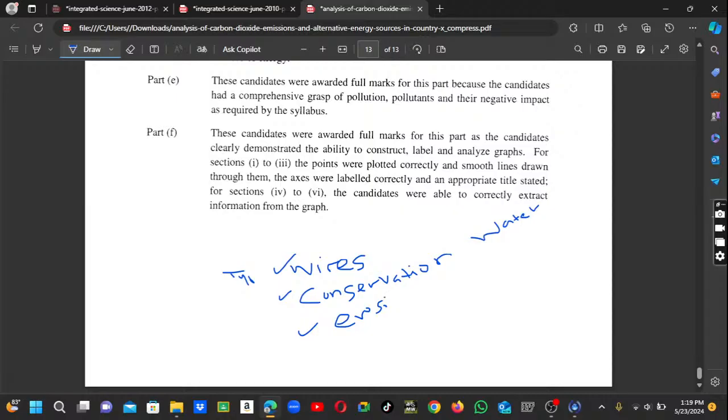You need to know about the ecosystem, guys. You need to know about the ecosystem. You need to know about pollution.